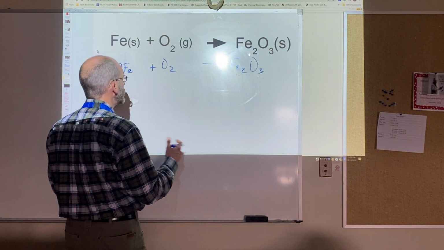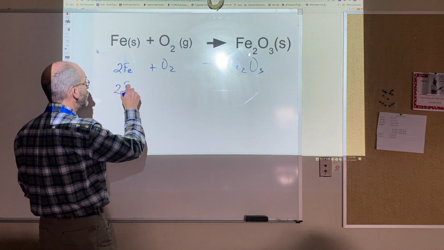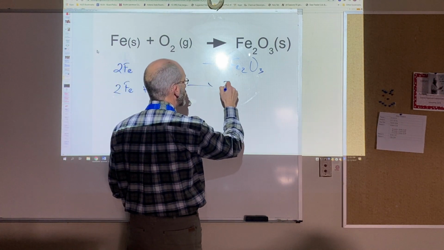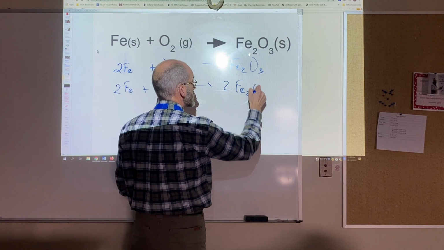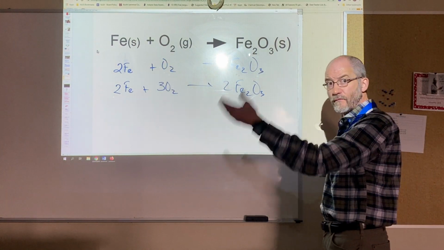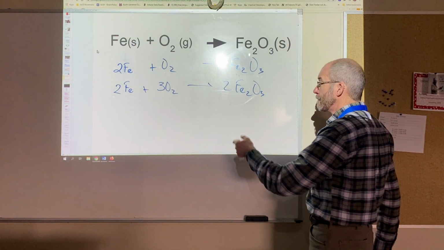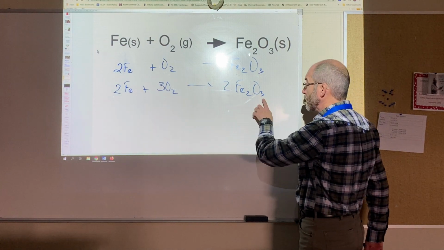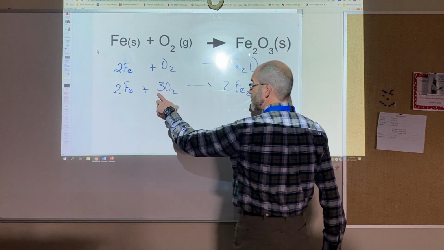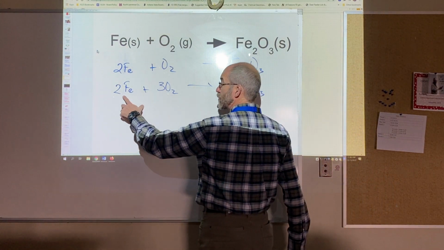So what are we going to do? Well, here's what we could do. We could say, okay, we have 2Fe plus, what if I make this a 3, and what if I put a 2 in front of this? Remember, I have to put a coefficient in front of that molecule, and then I multiply all the way through. So now what would I have? Well, I would have 6 oxygens, and I would have 6 oxygens, but I now have 4 irons, but I only have 2 over here.